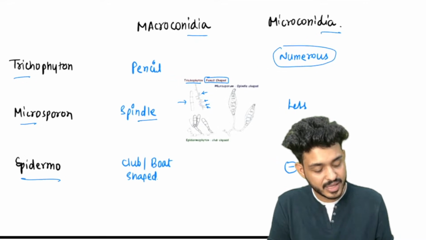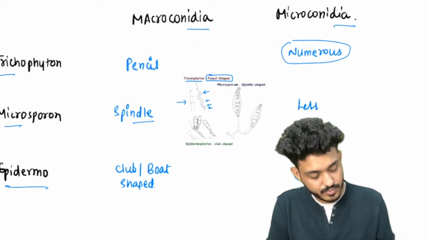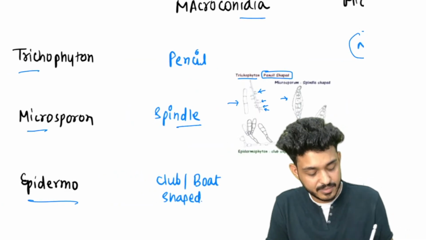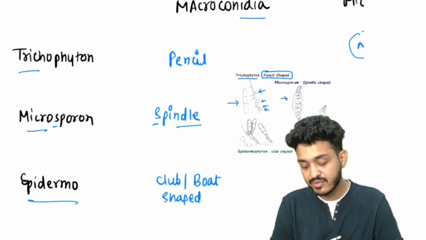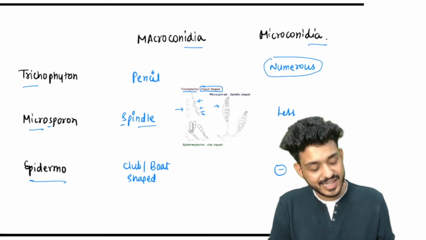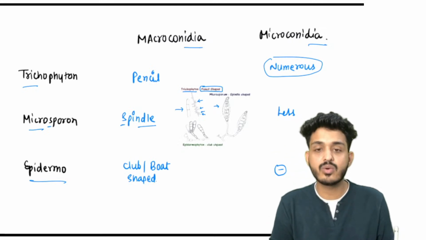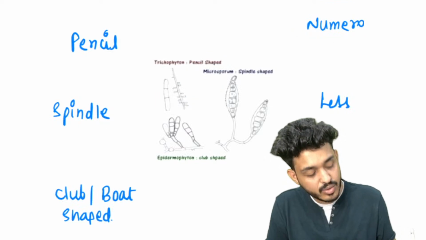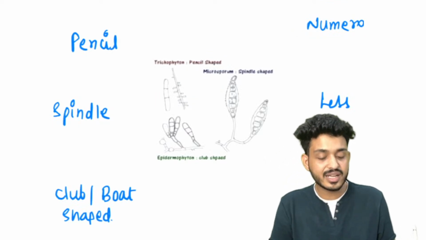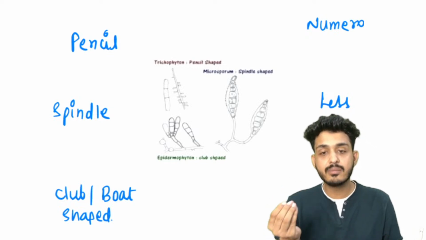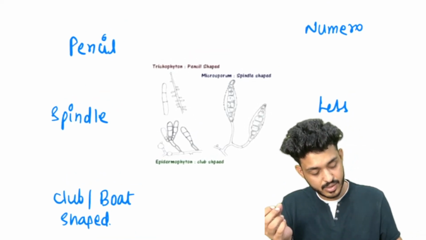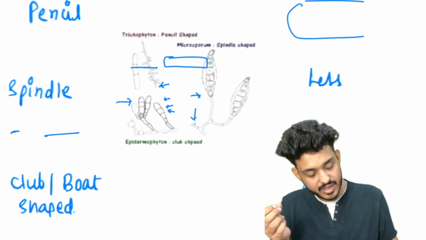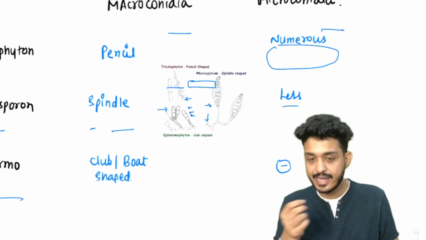Second one is your Microsporum. What will Microsporum have? Look here, in Microsporum you will have spindle shaped macroconidia. Microsporum has S, just remember. And how many microconidia will be here? There will be very few microconidia. Can you see? Single microconidia is there. So you will be finding fewer microconidia.